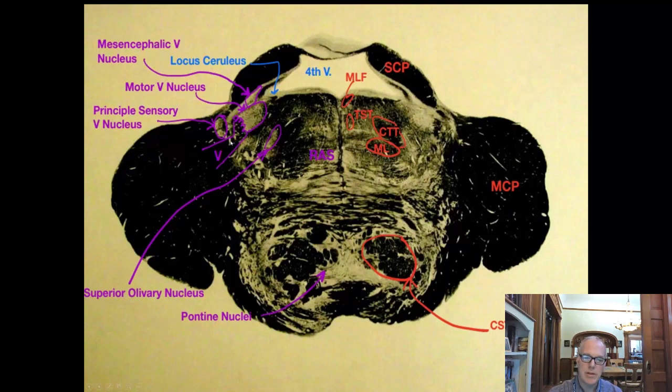All right, so again, we've got the trigeminal nerve, the motor part of the trigeminal nerve, the principal sensory nucleus, and the mesencephalic kind of out here in this location. Now, I didn't label it, but the locus ceruleus is in this location right here. Remember, the locus ceruleus produces norepinephrine, and so we find it kind of here in the wall of the 4th ventricle in the pons.